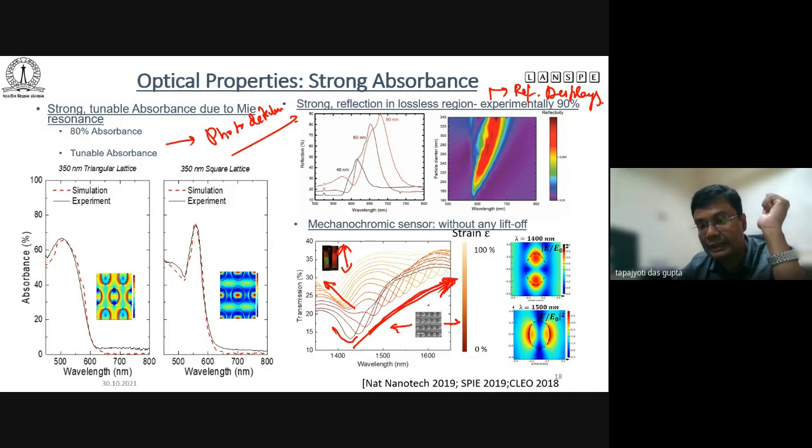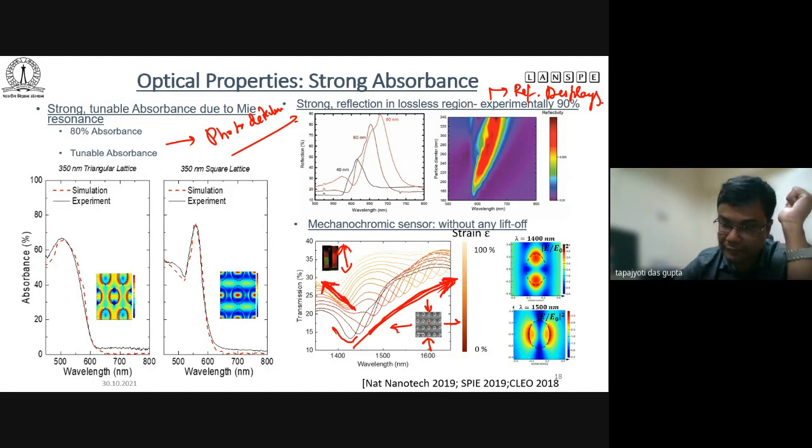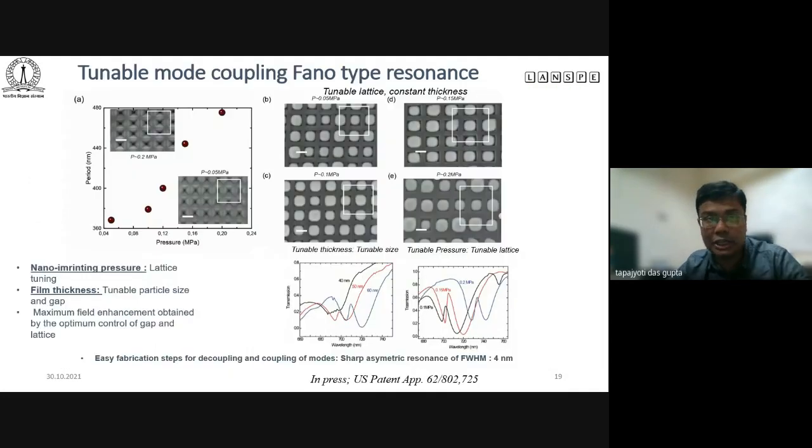And similarly, if you keep volume constant, you will apply uniaxial stress. So this part will decrease, right? Because your volume needs to remain the same. And the gap between these two particles will decrease, and hence this will move towards the blue region. So this can be used as a simple mechanochromic sensor application.